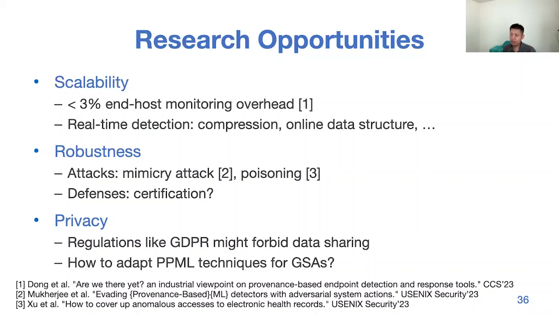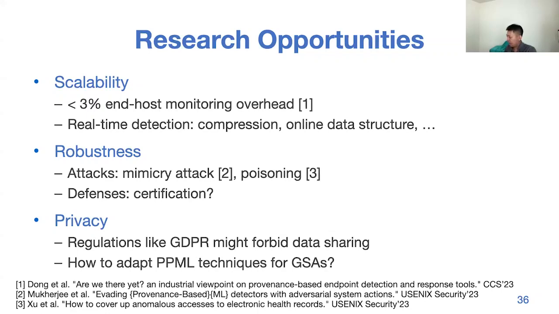Robustness is another interesting factor. The research, I think, has just started. There are a few papers published. I only found two of them talking about specific attacks against the GSA, and no defense so far. Maybe something has been done recently, but as far as I know, nothing on defense against adversarial attacks on the GSA. So that may be something interesting to look at.